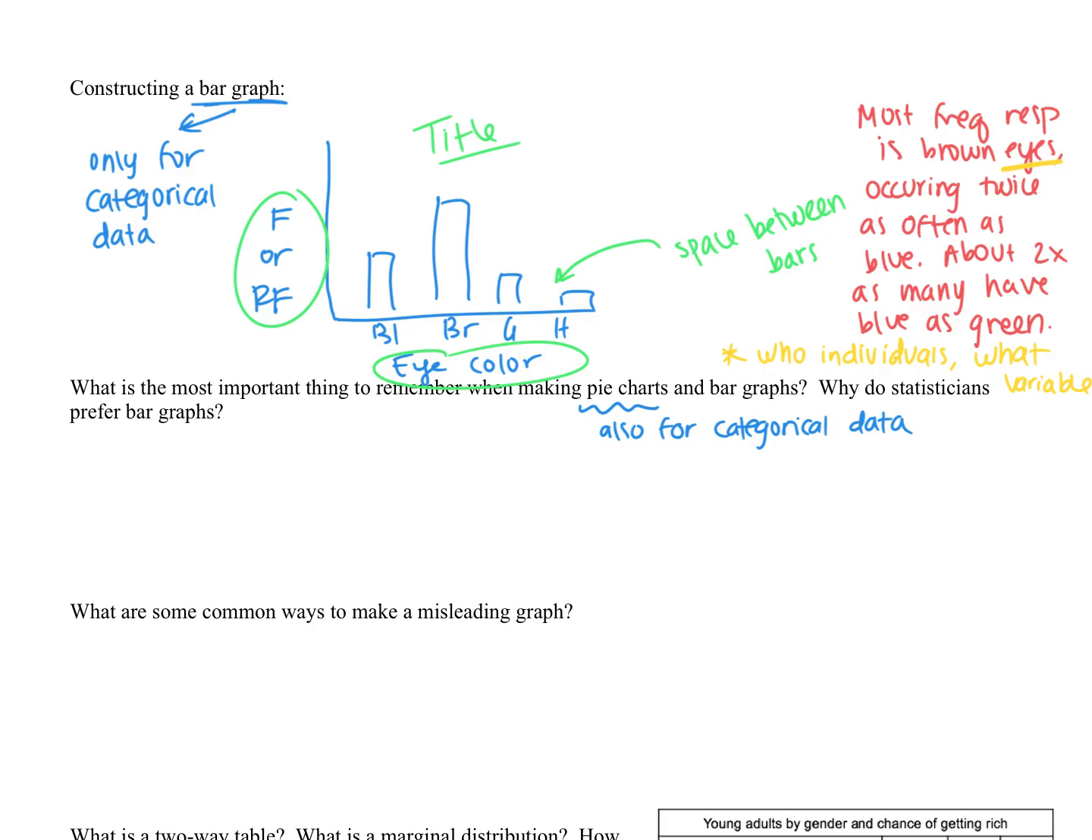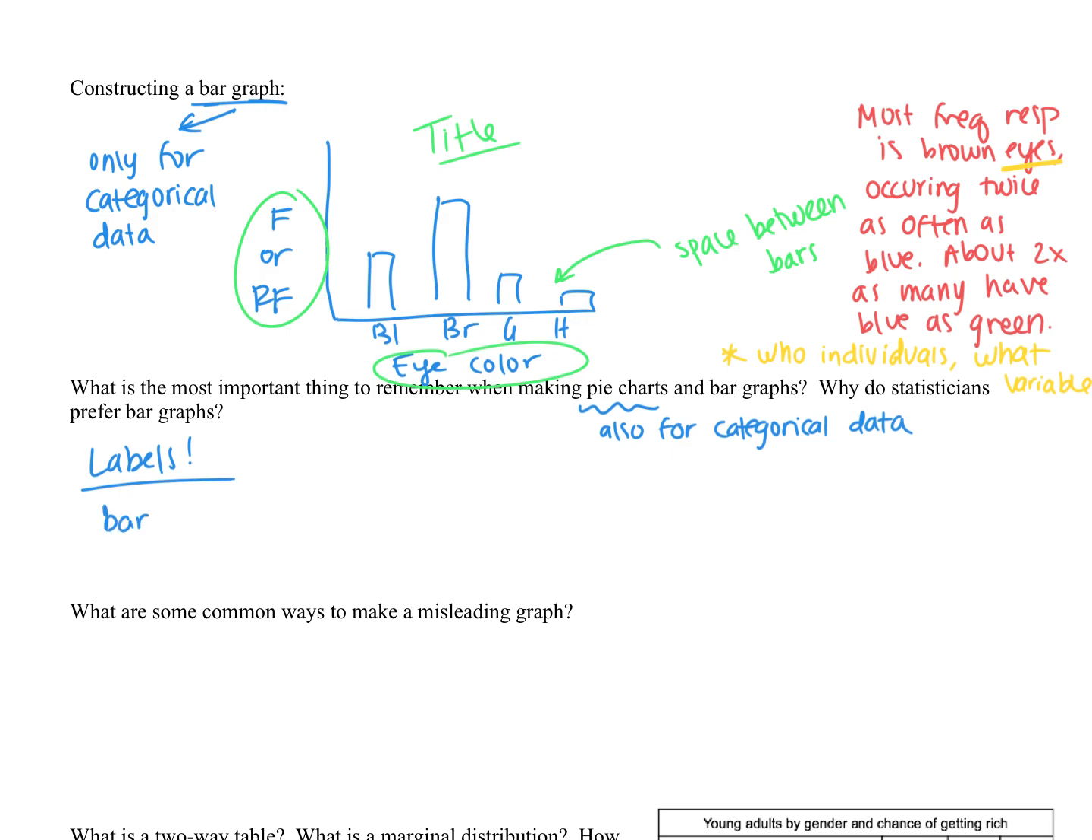Most important thing to remember is labels. Those are the labels I pointed out in green. Labeling the y-axis, the x-axis, putting a title. Eventually you might get to the point of needing a key.